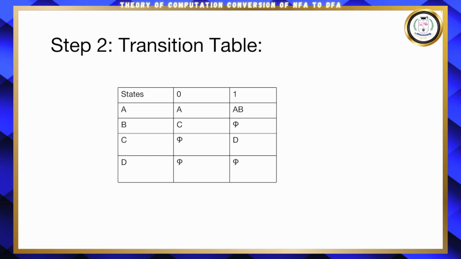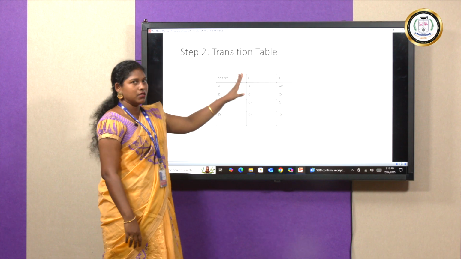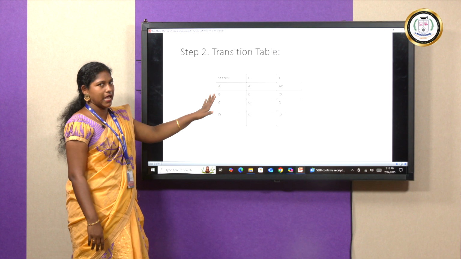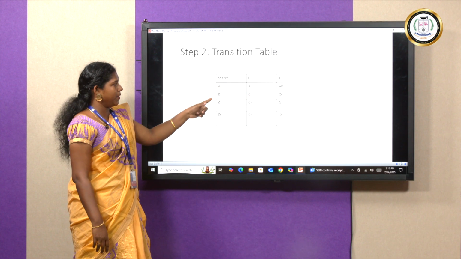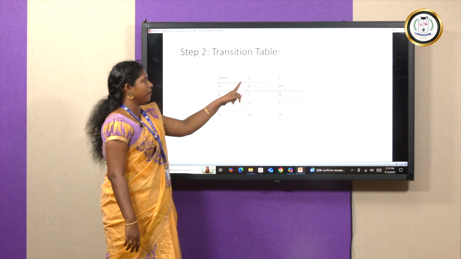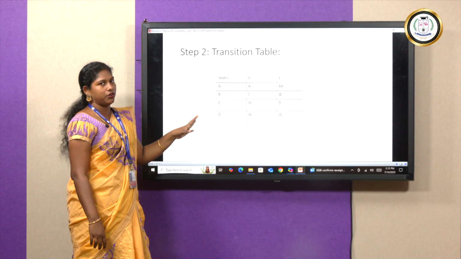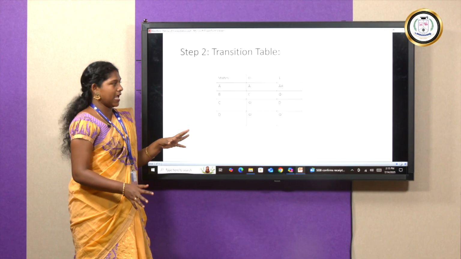So from that diagram you have to draw the transition table. This transition table contains the states and the inputs zeros and ones. How many states have we seen in the diagram? 4 states: A, B, C, D, and the inputs are zeros and ones. So I have mentioned the inputs zeros and ones. Now we'll see how to draw the transition table from the diagram.